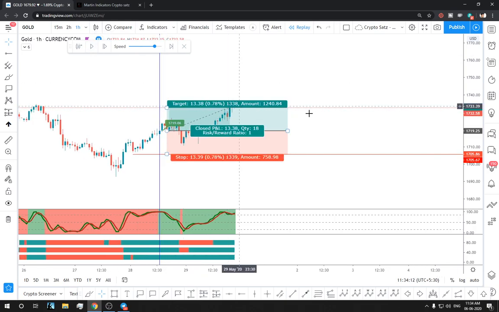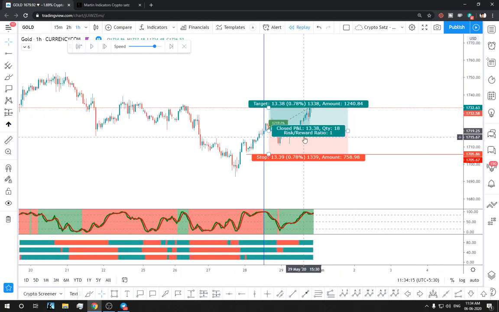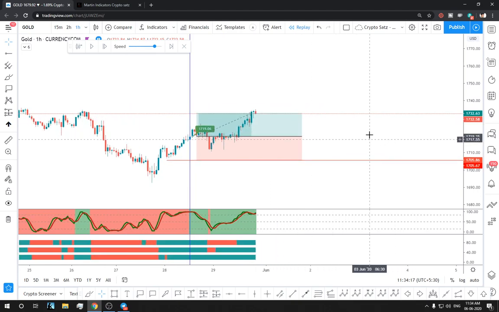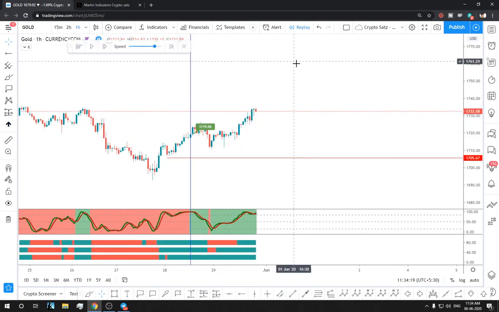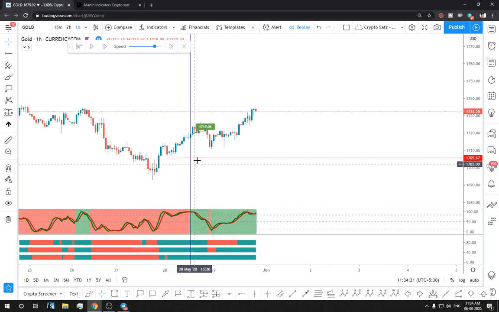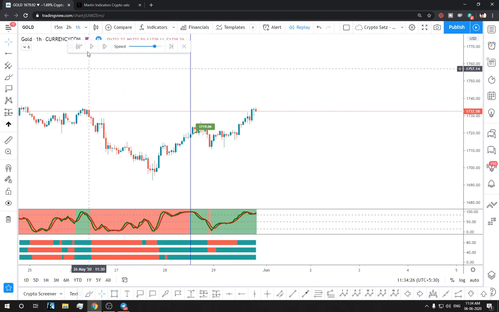Alright, our target is hit. So 4th consecutive win, guys. As of now, we haven't lost any trade, so we are on a good win streak. So this was a good trade. Let's see for the next one.